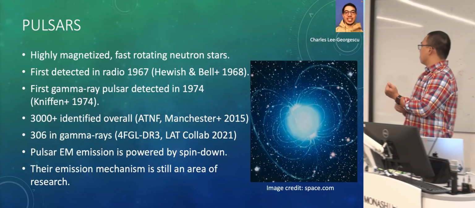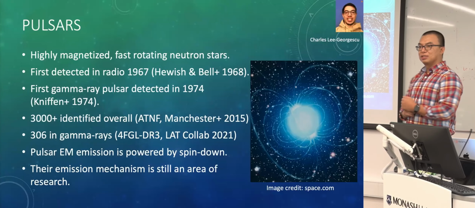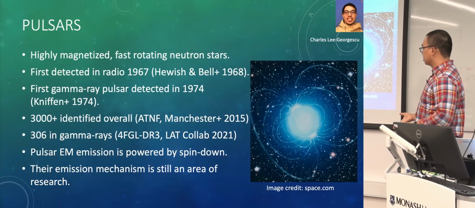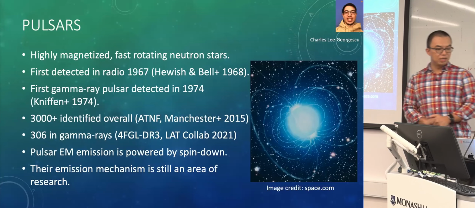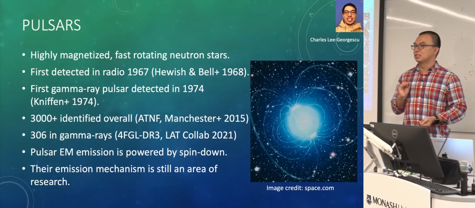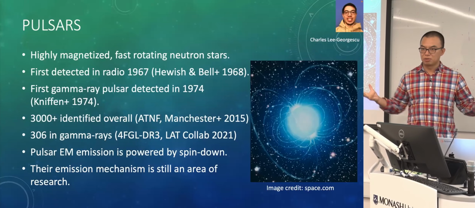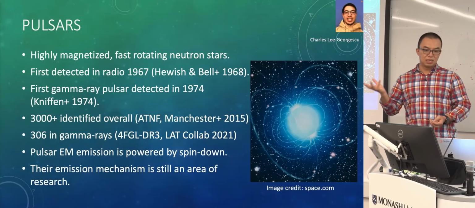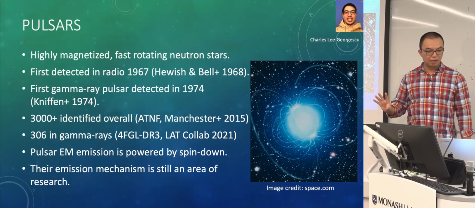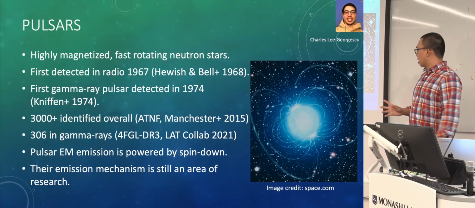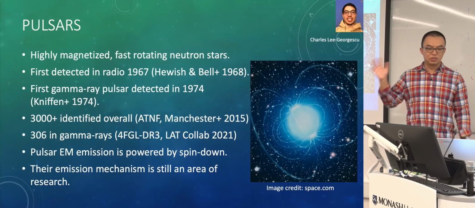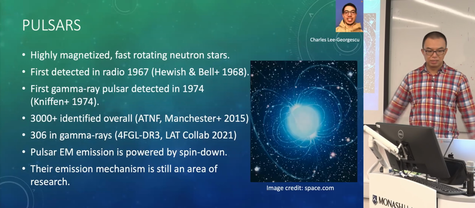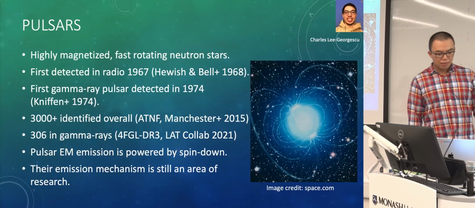Another reason that detecting pulsars in gamma rays is important is that pulsars' electromagnetic emission is powered by the spinning down of a pulsar. So the pulsars experience magnetic braking. The fast spinning is gradually slowing down, and that converts this rotational energy into the EM emission that we see.